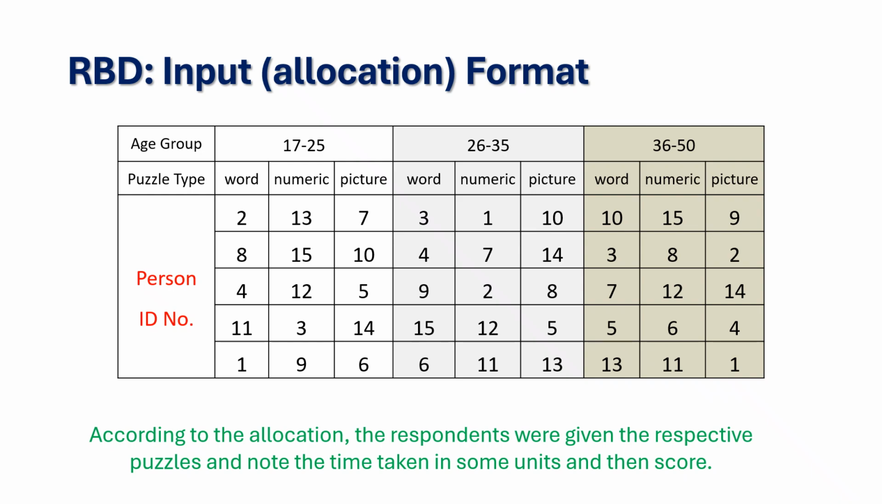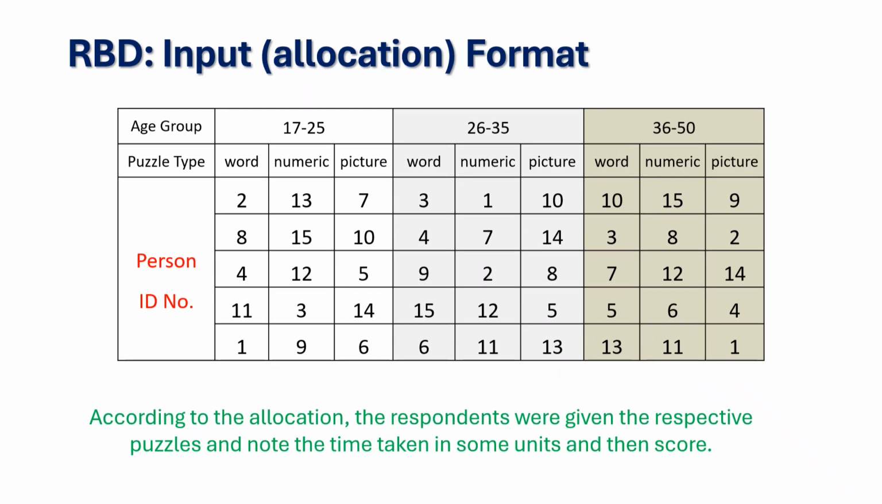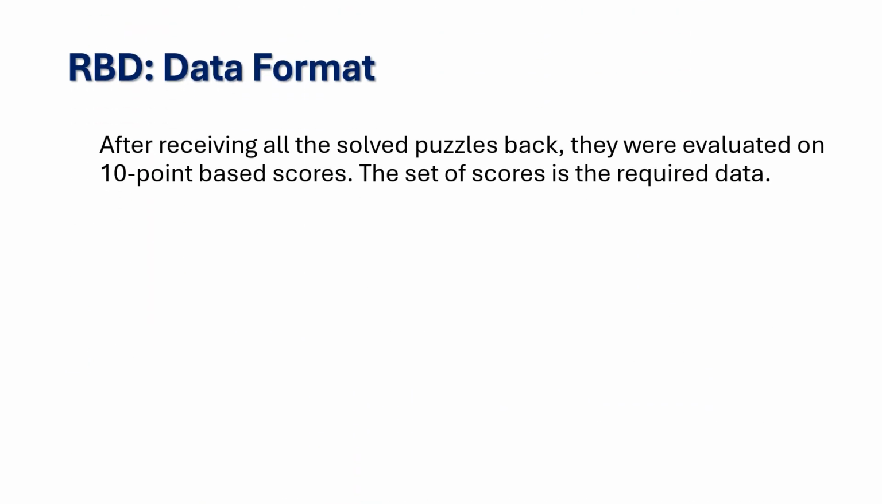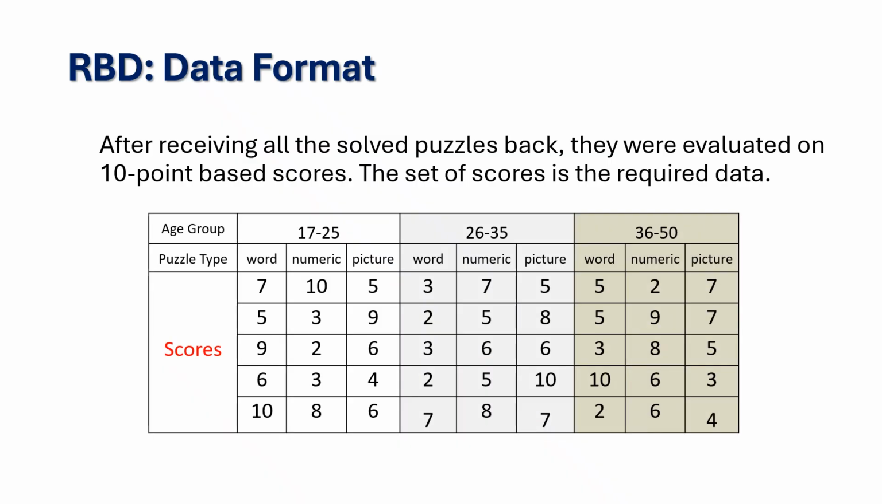So the psychologist will now look at the respondents and give the puzzles according to the age group. After receiving all the solved puzzles back, they were evaluated on a 10-point scale. So the scoring is done on a 10-point scale. The set of scores is the required data. So here is the complete data, and this is what you have to analyze.